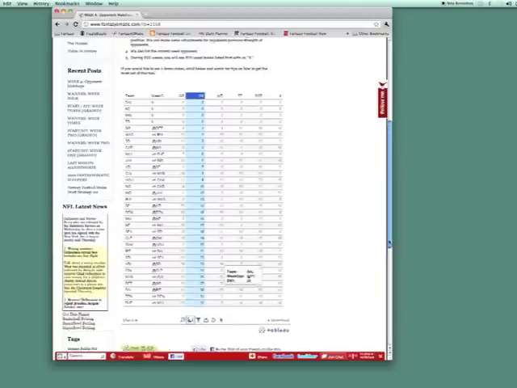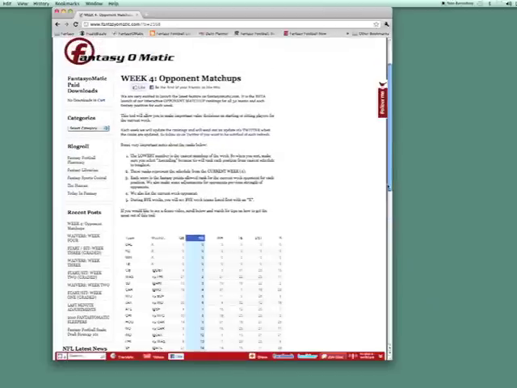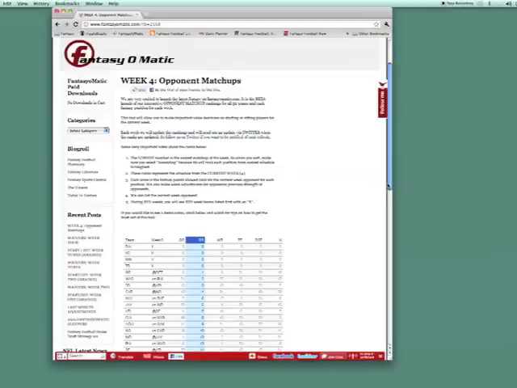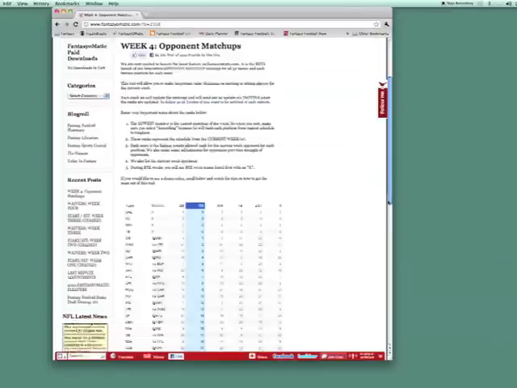So again, this information will be updated on a weekly basis, so follow us on Twitter for when those updates occur, and feel free to check back on the site and you can make those lineup decisions.